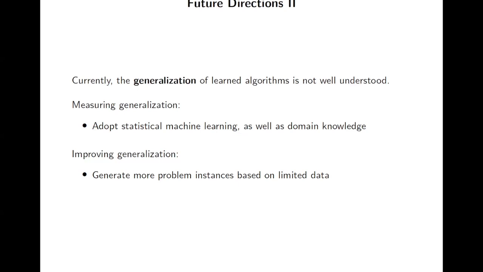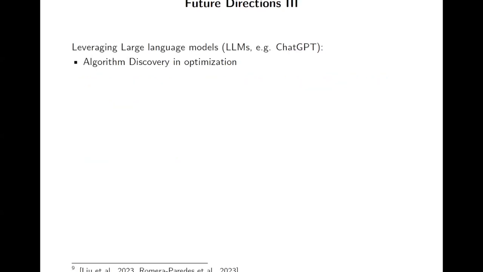Can we generate some data? If we have only like 10 instances, can we generate more instances that are similar to the given instances? And the last one is large language models. Although I don't have any papers on it, I closely follow the advances in this field. And I think algorithm discovery would be very interesting.